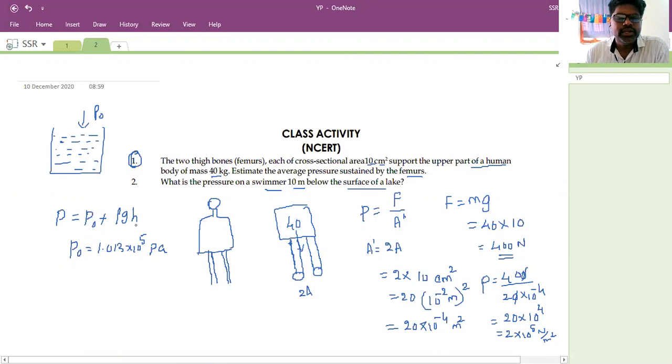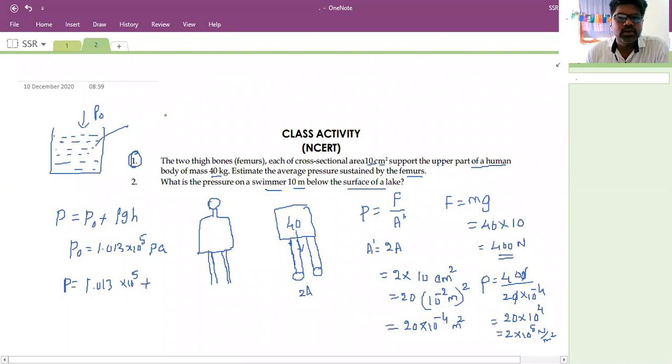Then you can write the pressure on a swimmer 10 meters below the surface of the lake. P is equal to P naught, that means 1.013 into 10 power 5, plus rho g h. Rho means the density of the water the swimmer is inside.